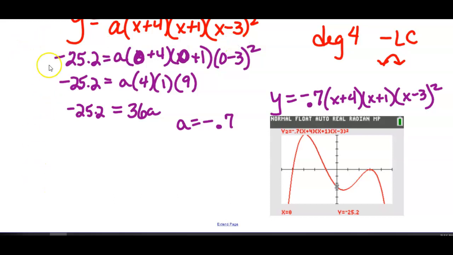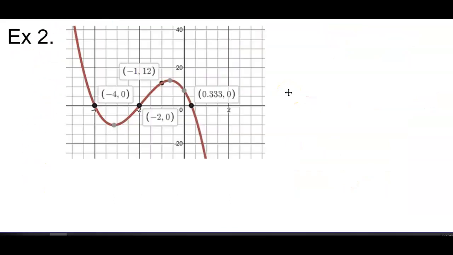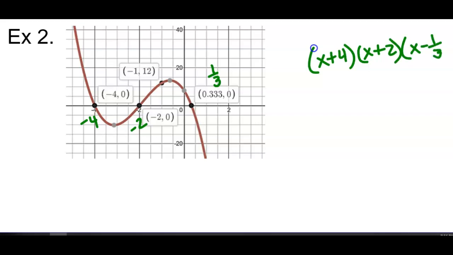All right, I got 2 more examples and I'm going to go much faster. So example 2, we got a decimal in here that we need to deal with. This decimal is 0.3 repeating, or 1/3. So we are going to call this 1/3 as a 0. And we have negative 2 as a 0 and negative 4 as a 0. And none of them are bounces. So we have an x plus 4, an x plus 2, and an x minus 1/3.